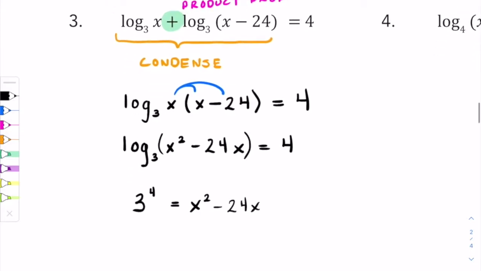And just a reminder from earlier in the year, anytime you're solving and you have an x squared, chances are you're going to be solving using factoring. So we need to set this equation equal to 0. 3 to the 4th is 81. So I'm going to subtract 81 from both sides. 0 is equal to x squared minus 24x minus 81.